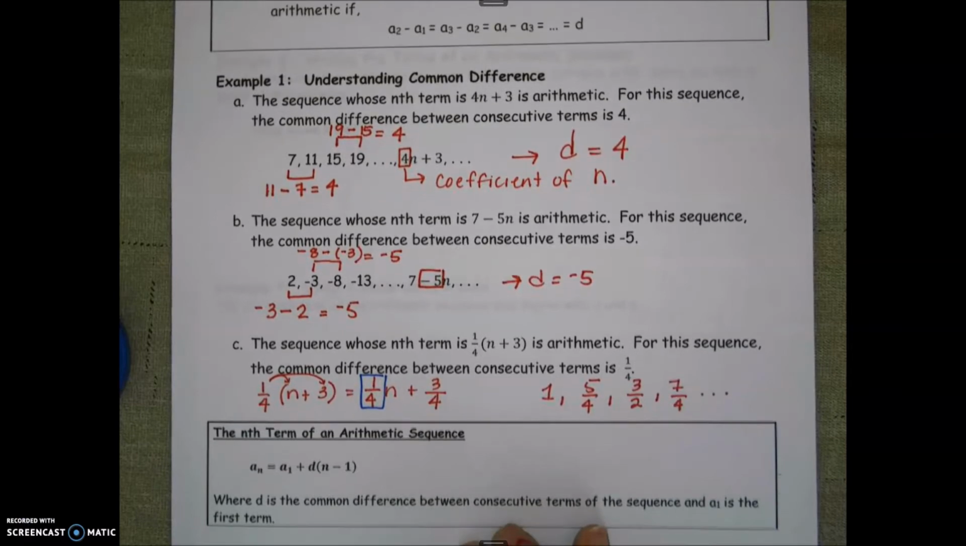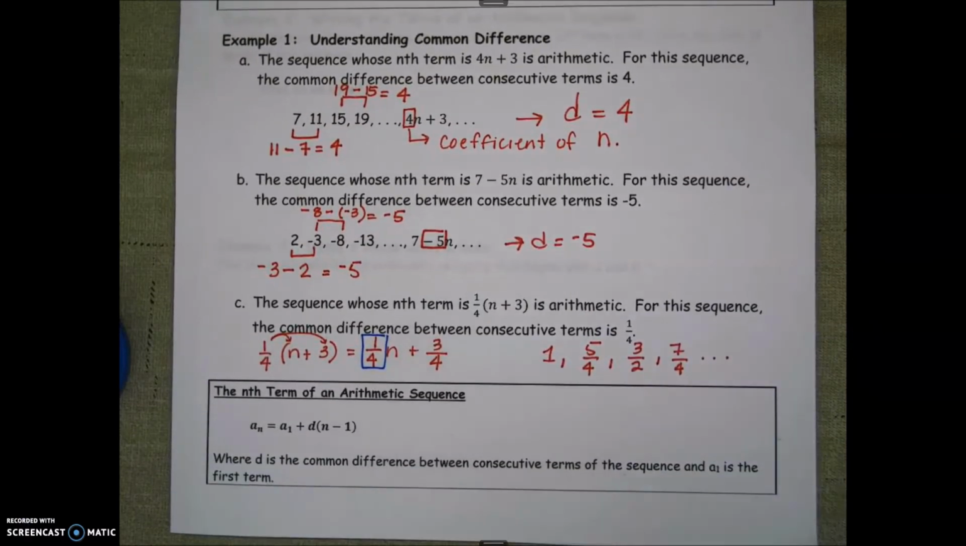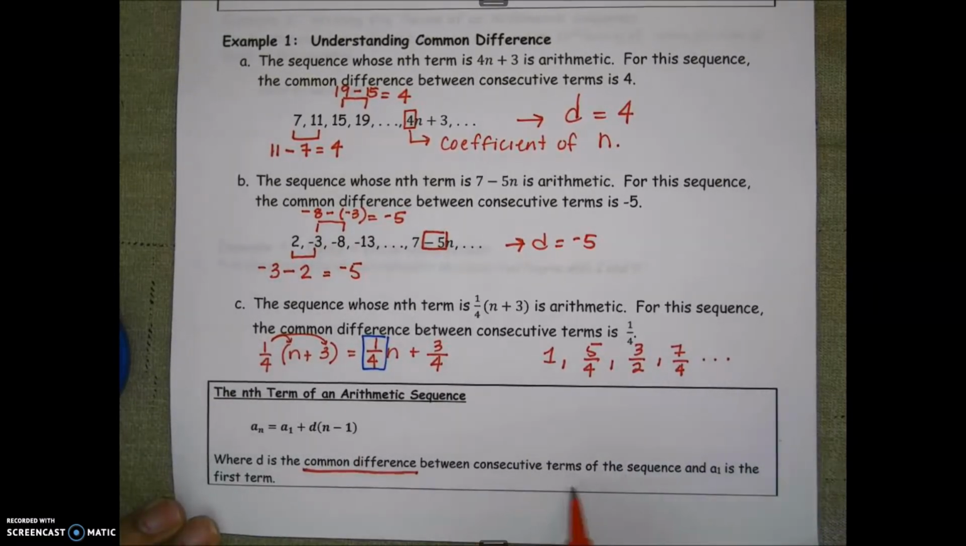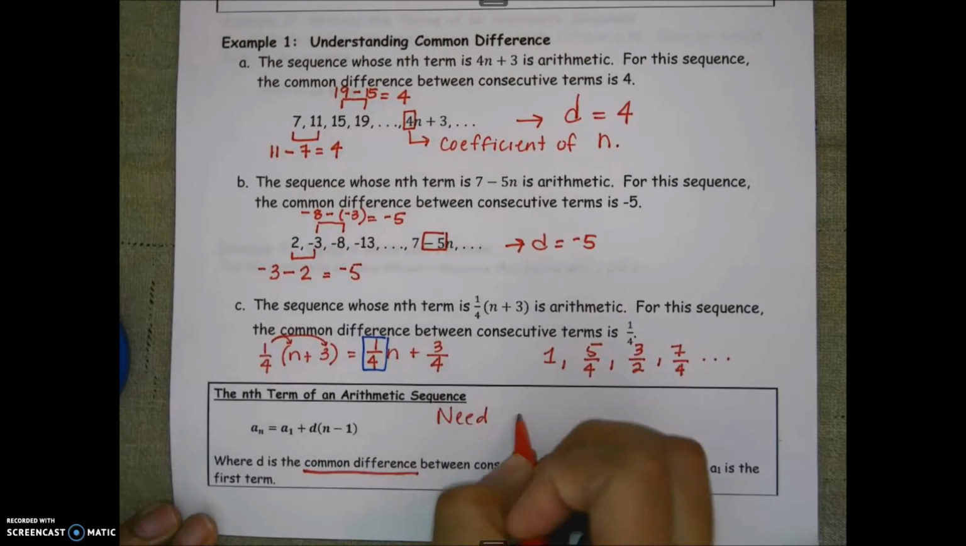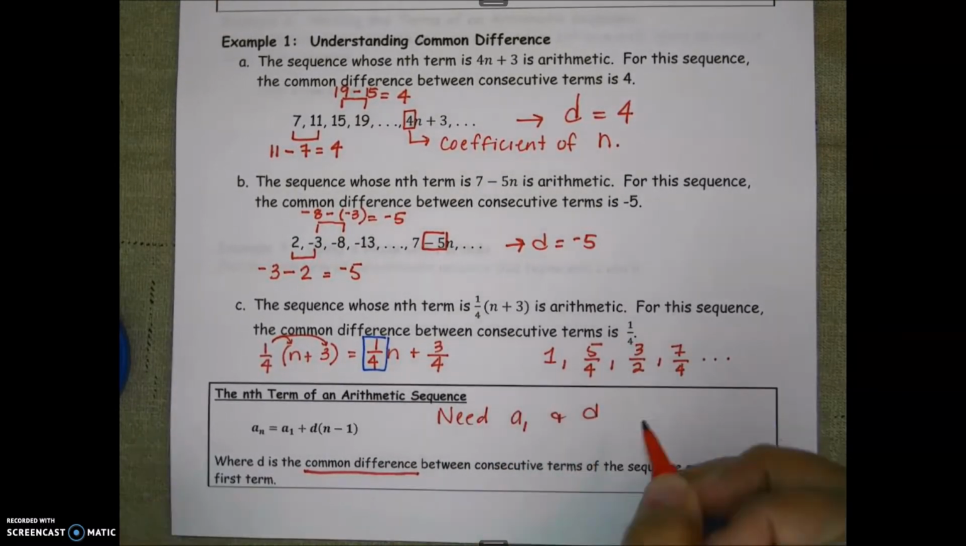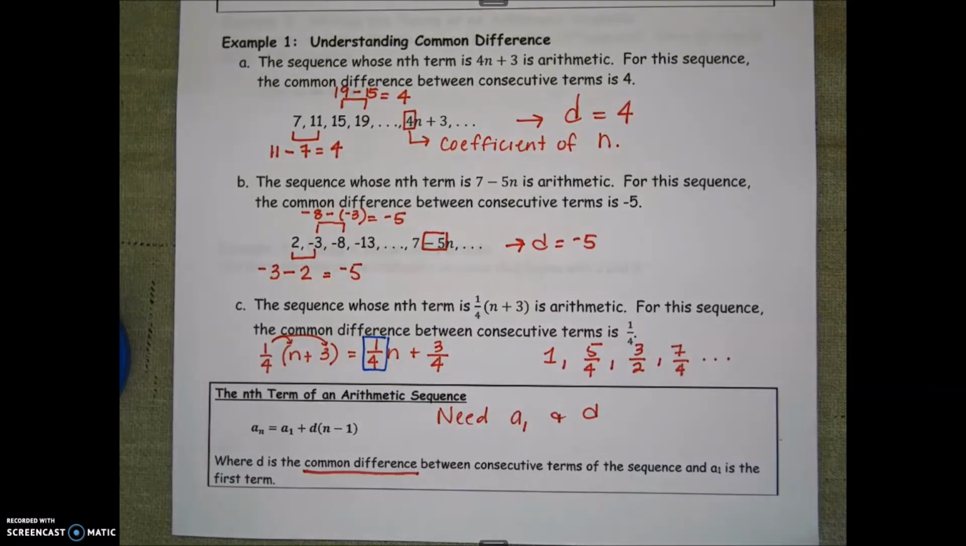And then this introduces a new pattern. It's called the nth term of the arithmetic sequence. This is the format for how you see all the equations written. a sub n is equal to a1 plus d times (n minus 1), where d is the common difference between consecutive terms of the sequence and a1 is the first term. So in order for this dynamic to work, you need two things. You need a1 and you need to know what d is. So I need to know what the first term is, and I need to know what the common difference between the terms is. All right.